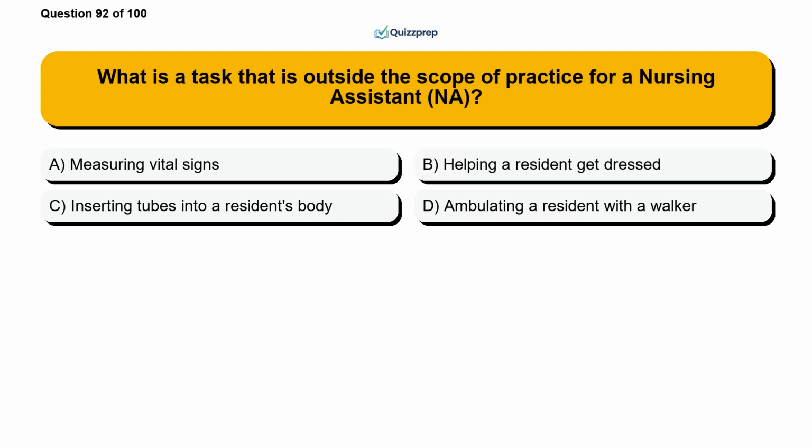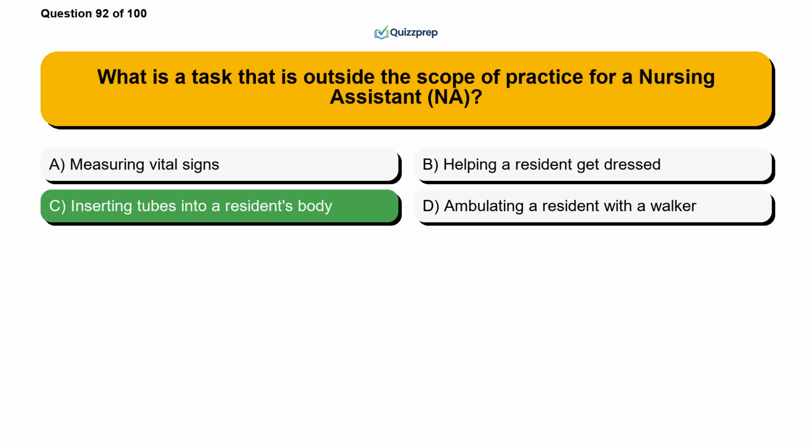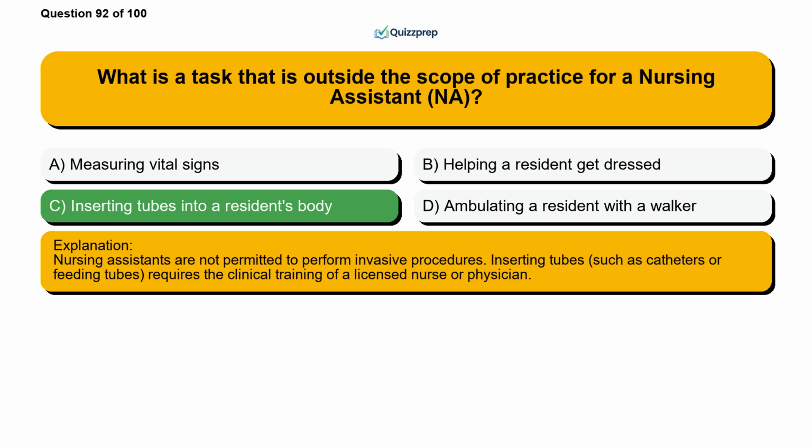Question 92. What is a task that is outside the scope of practice for a nursing assistant, NA? Option A, measuring vital signs. Option B, helping a resident get dressed. Option C, inserting tubes into a resident's body. Option D, ambulating a resident with a walker. The correct answer is option C, inserting tubes into a resident's body. Nursing assistants are not permitted to perform invasive procedures. Inserting tubes, such as catheters or feeding tubes, requires the clinical training of a licensed nurse or physician.